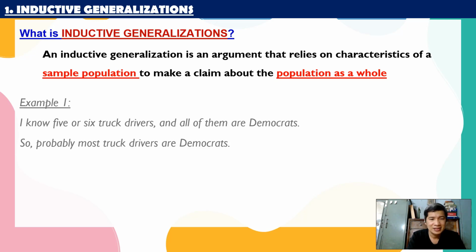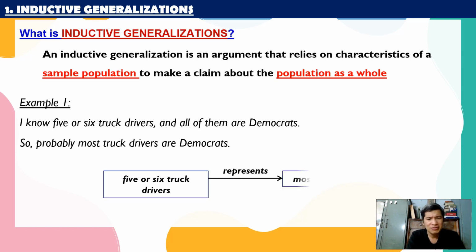Something like that. I know 5 of 6 truck drivers, and all of them are Democrats. So probably most truck drivers are Democrats. Then it's like 5 or 6 truck drivers represent most truck drivers. Is it clear, everybody? So it's generalization from a small population, and the conclusion is to the bigger population, the whole category, the whole group, the whole community.